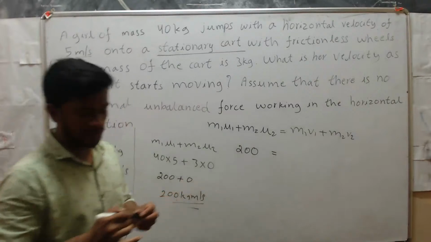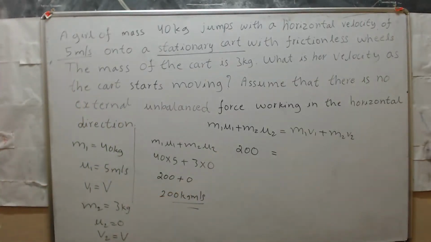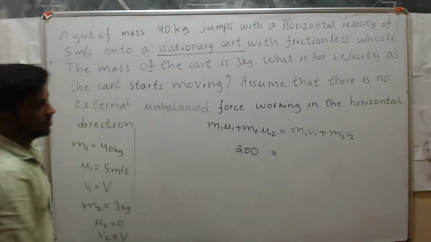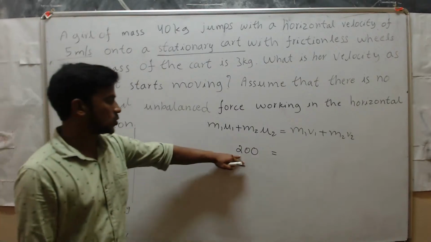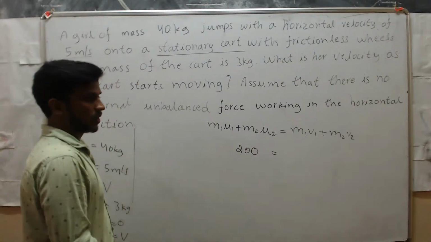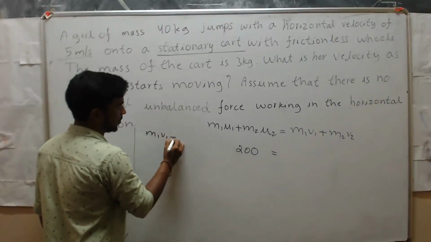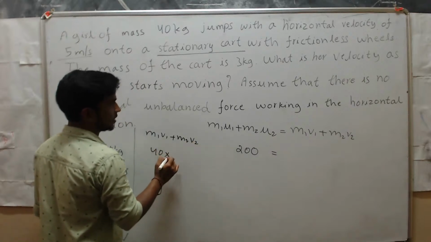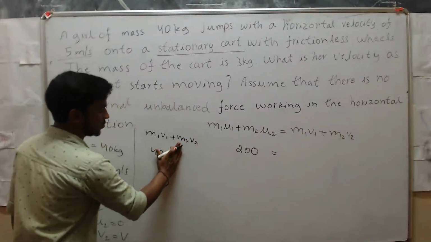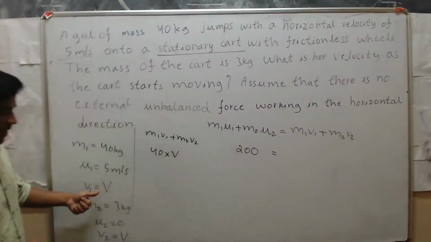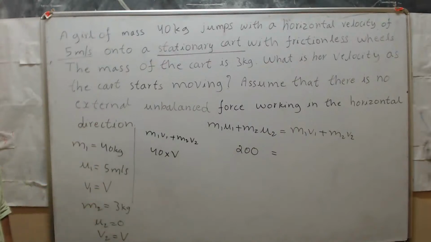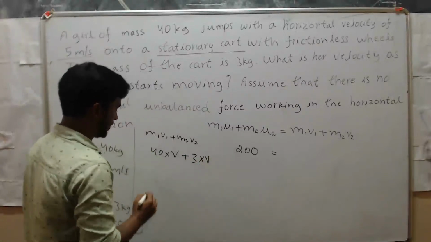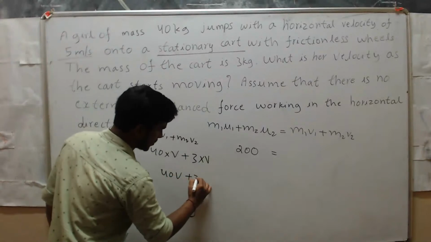Okay. Now calculate final momentum, that is after collision. See here, collision means what? That girl jumps into that cart, right? So total momentum before collision is 200 kg meter per second. Now calculate total momentum after collision. So m1 v1 plus m2 v2. So m1 is 40 and v1 we don't know, right? So I'll write it as V, because we have taken the final velocity of both cart and girl as V, right? Plus m2 is 3 into V, that is 40V plus 3V.